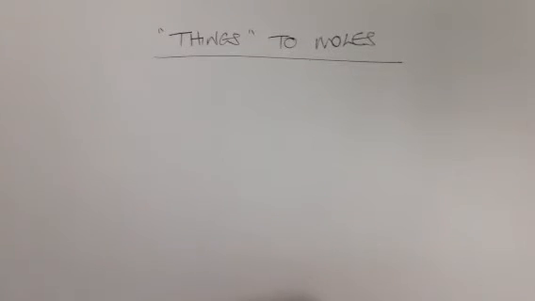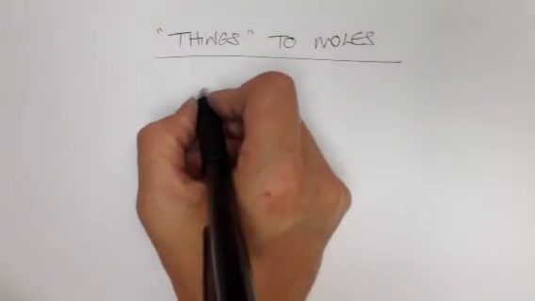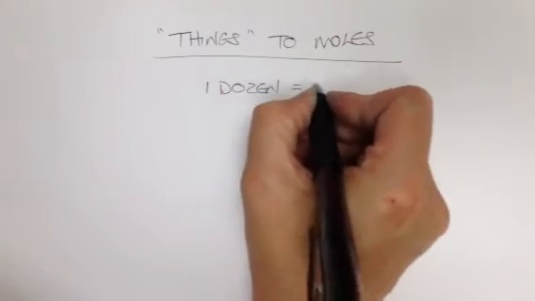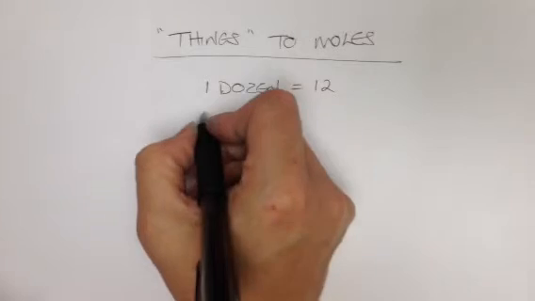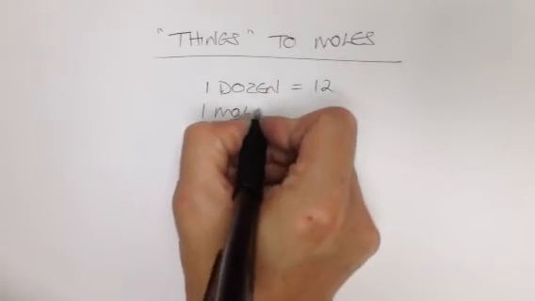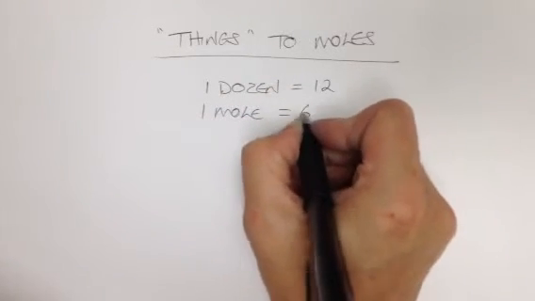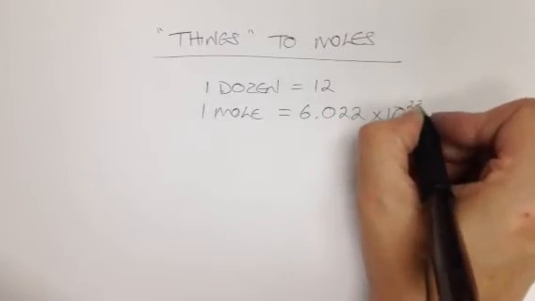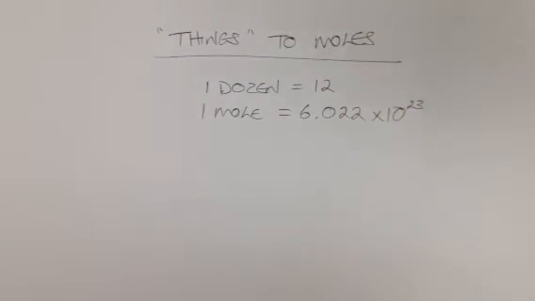As you know, chemists count things in moles, and a mole is effectively the chemist's dozen. The only difference is there's a lot more things in a mole than there are in a dozen. So while 1 dozen equals 12, 1 mole equals 6.022 times 10 to the 23 things.